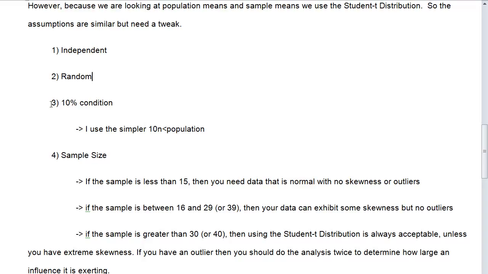The 10% condition. I just used the really simple 10 times n has to be less than the population. And so here we have 10 times 8 is going to be equal to 80. And that is going to be less than her number of patients that she has seen in her lifetime or will see ever in the future. And so this is going to be a big thumbs up.